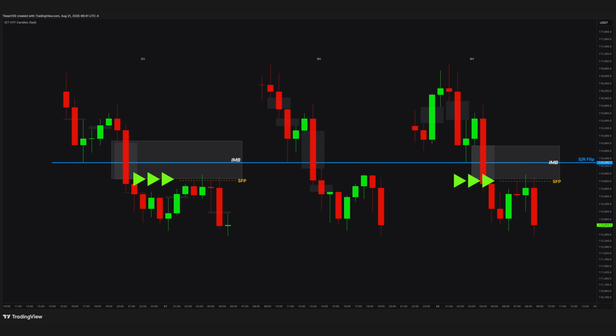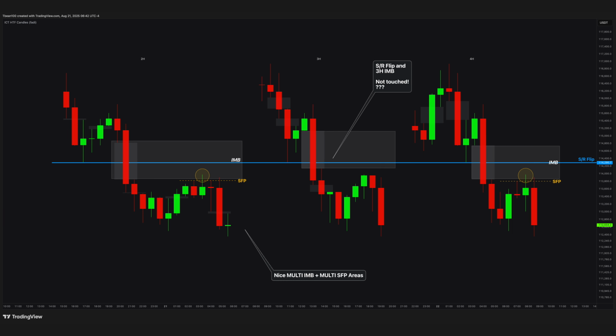Here, you can also notice swing failure patterns happening right inside those imbalances. As you already know, combining multiple imbalances with multiple swing failure patterns can create an extremely strong and powerful trading setup. The one thing that I am worried about is this 3R chart. This is because there's something very important here.